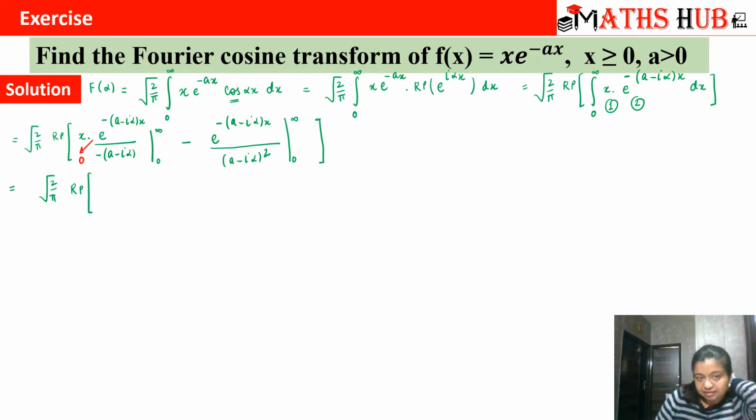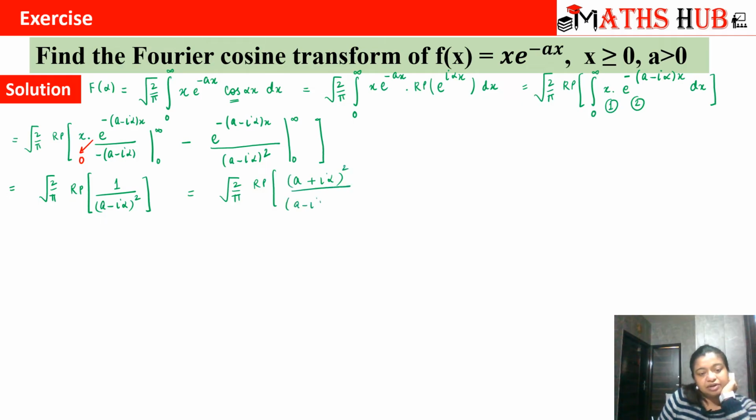So now let us take this term. Now in this case, e to the power minus infinity will become 0 and e to the power 0 will become 1. So you'll get minus 1, but there is already a minus sign outside. So you will get 1 upon (a minus iota alpha) whole square, right? Again, you need to realize this term. So we will multiply with its conjugate pair. So we will get (a plus iota alpha) whole square divided by (a minus iota alpha)(a plus iota alpha), and then we will take a square here, right?